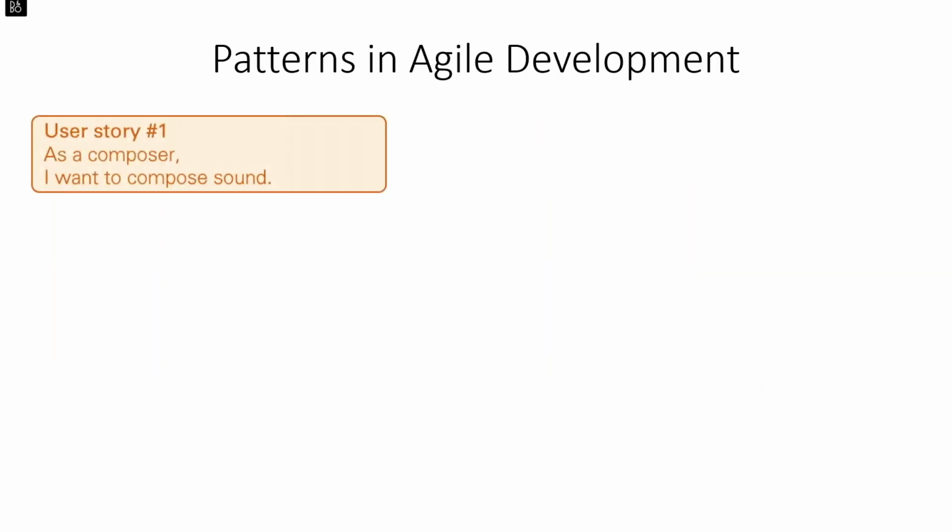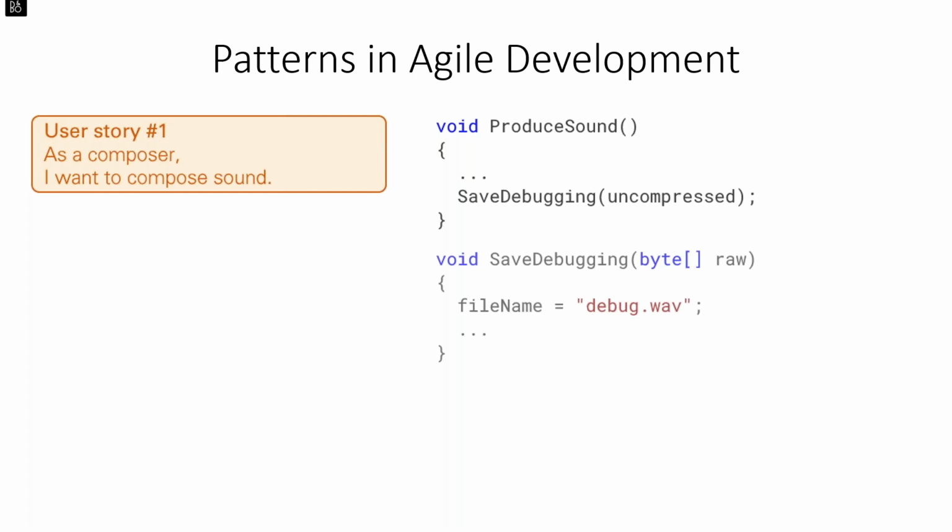Let me show you again an example, this example with sound, and I will show you code which demonstrates this line of thinking. You will start with user stories, supposedly. So the user will want to compose sound, and you will write a piece of code, which is, I don't know, producing sound. And you will want to debug it. You will want to save it to disk as uncompressed. You don't want to complicate your code. You just save a wave file and listen to it. You don't show this to the customer. This doesn't go to production. But you have one feature implemented.